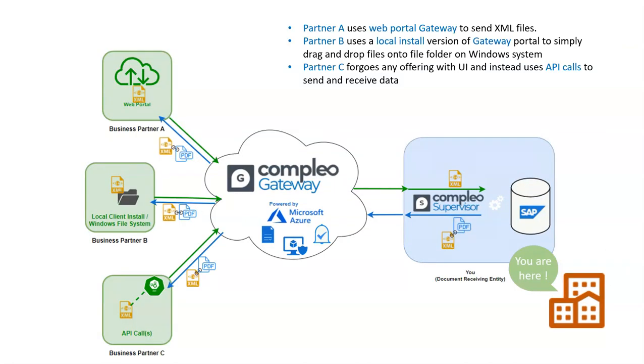As a quick aside, here is another solution diagram that shows the flexibility of our platform. You can not only connect with various business partners and entities, but can also provide them different ways to send you the documents and data. Partner A can use the Compleo web portal, while Partner B may prefer to use a local client installation of Compleo Gateway. And fortunately, Partner C can opt for neither of those options and can instead directly communicate with Compleo Gateway via our API endpoints. All they would need to do is configure API calls to utilize our endpoints. As you can see, Compleo Gateway is a highly flexible and scalable solution.